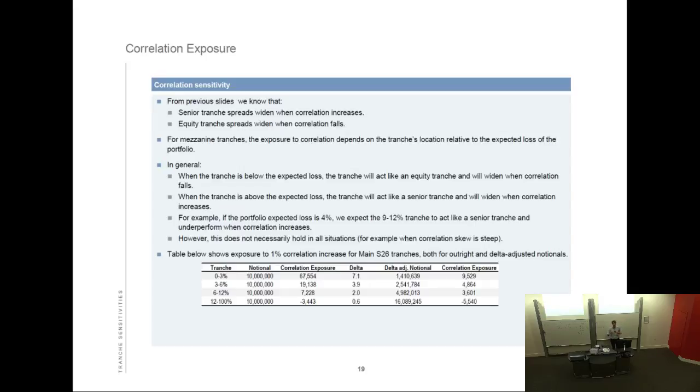Okay, so that's the way you can think about it, but the most important point: correlation exposure for equity tranches is positive, for senior tranches negative, and in between it's mixed.